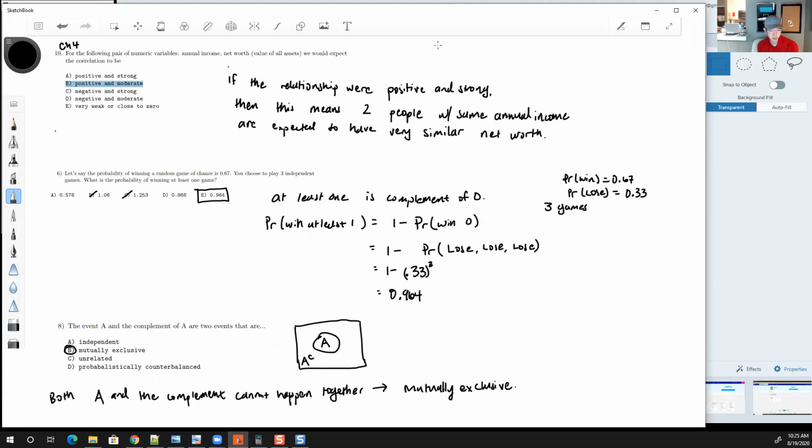Okay. They're not independent because if you know one has happened, then that will affect your answer for the probability of whether the other one has happened or not. And so there we go. And then these other options are just made up. I don't even know what probabilistically counterbalanced means. That's just a made up phrase that sounded like it could be an answer. And unrelated, they are not. They are certainly, you know, one is the complement of the other.